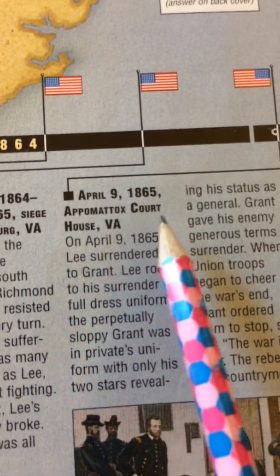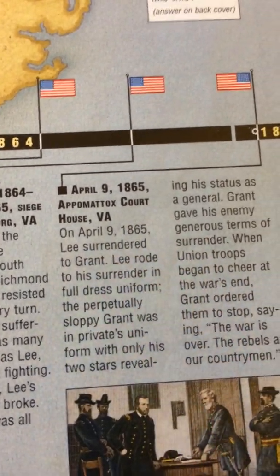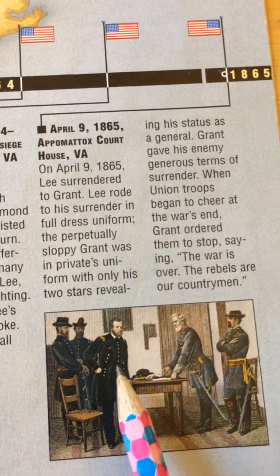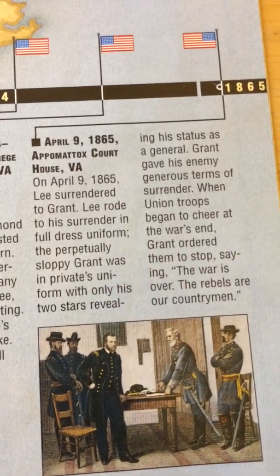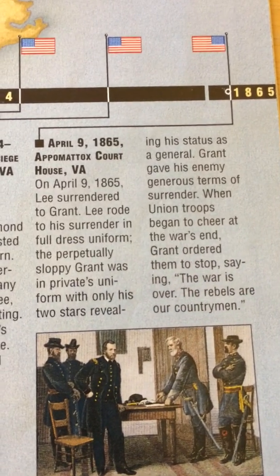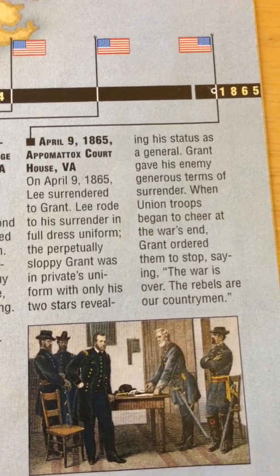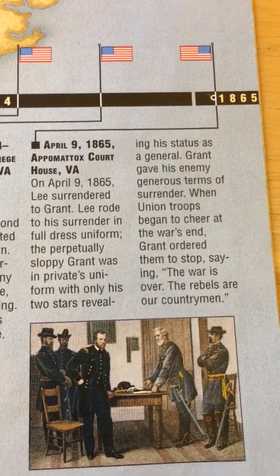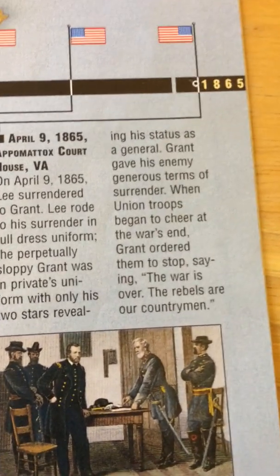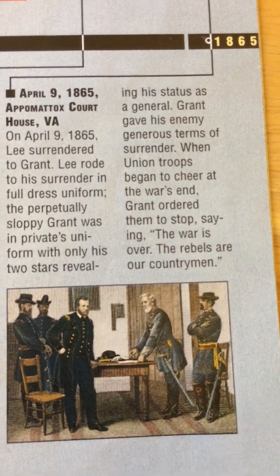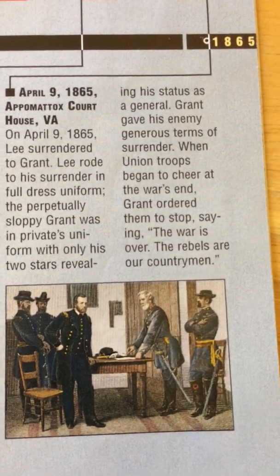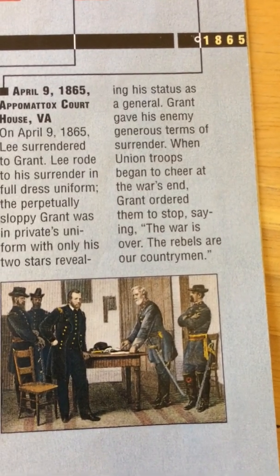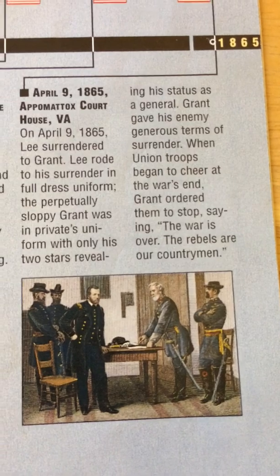And finally, in 1865, is where we have the Appomattox Courthouse, Virginia, where Lee finally surrenders to Grant. Lee rode to his surrender in full dress uniform. The perpetually sloppy Grant was in a private's uniform, with only his 2 stars revealing his status as a general. Grant gave his enemy generous terms of surrender. When Union troops began to cheer at the war's end, Grant ordered them to stop, saying, "The war is over. The rebels are our countrymen."